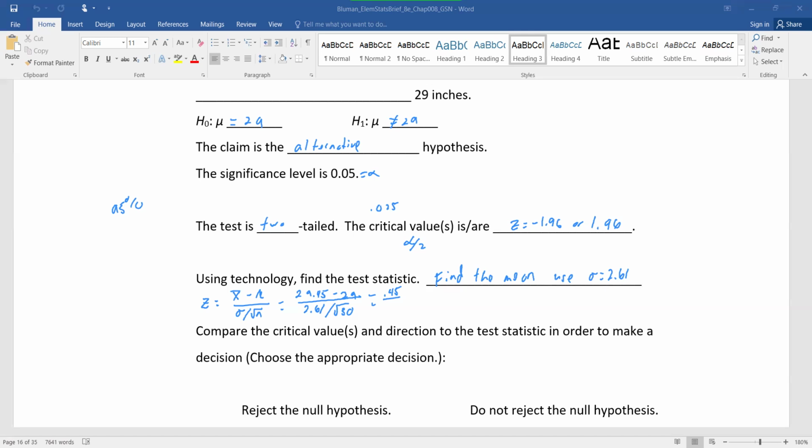Yeah, I did mine wrong. Sorry, this is what I didn't do. So 2.61 divided by the square root of 30. I did the square root, but I forgot to hit enter to get the actual result. So it's 0.4765. So then 0.45 divided by that. I still feel like those numbers were wrong.